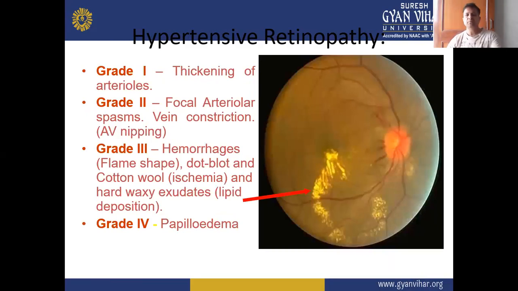There are different grades of retinopathy. Those are: grade 1, thickening of arterioles; grade 2, focal arterial spasm and vein constriction; grade 3, hemorrhages, flame-shaped, dot-blot, cotton wool and hard waxy exudates; grade 4, papilloedema.